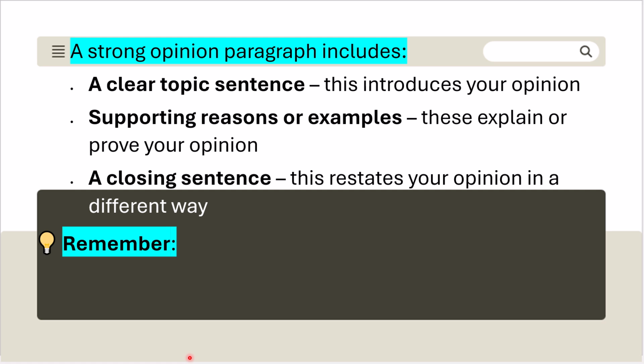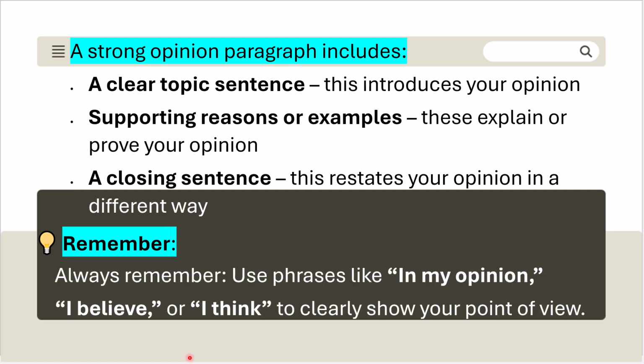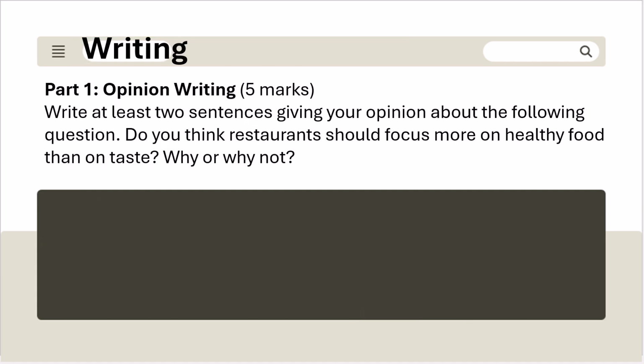So, always keep in mind, use phrases like "in my opinion," "I believe," "I think," "in my mind," or "to my mind" to clearly show your point of view. When you begin this way, it's a perfect way to start your opinions. Let's move on to the next part.